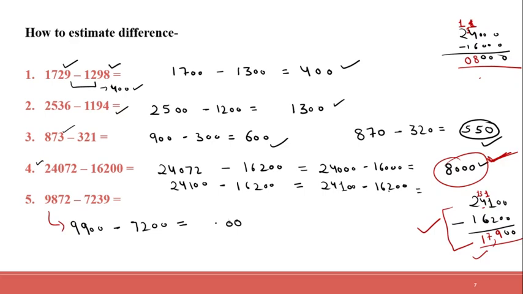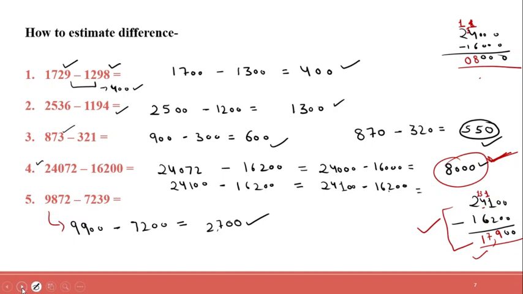Subtracted 9 minus 2, 7. 9 minus 7, 2. So it will become 2700. I hope you got this concept very clearly now, right? We have done at least 10 questions on this concept. So now I assume that you got it very clearly.